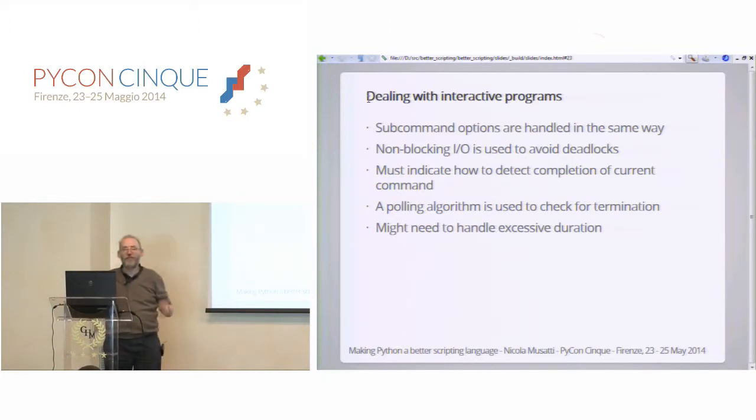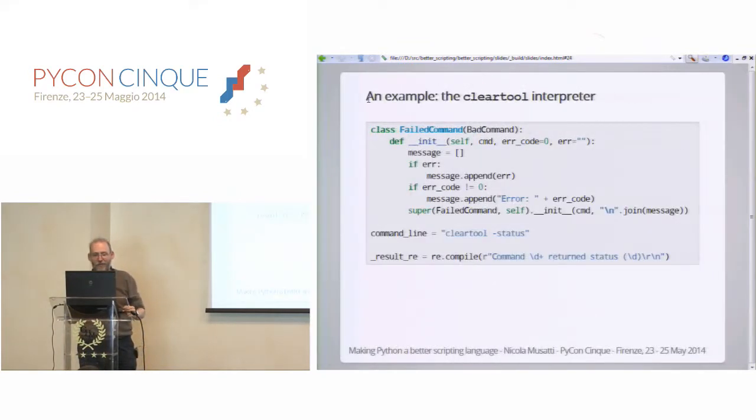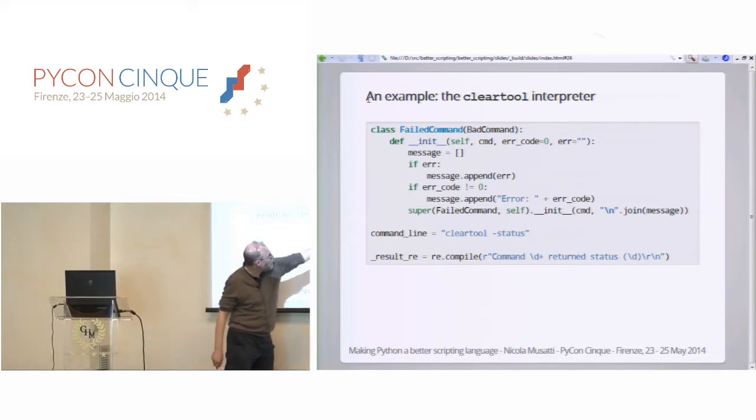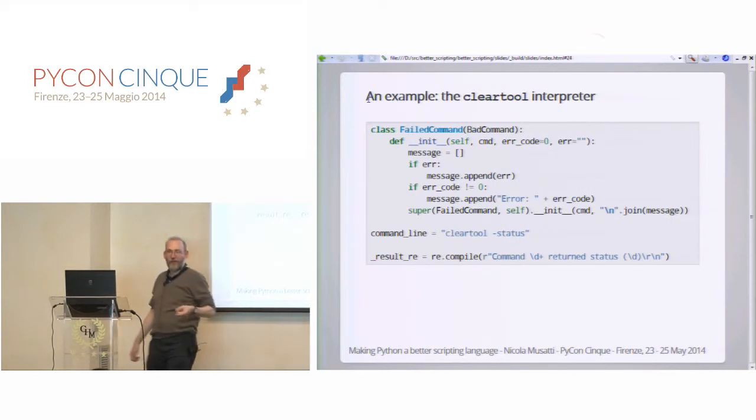Sometimes it's convenient to decide to abort a command that's running for a long time. This is an example I'm just going to run through very quickly. This is for the clear tool, which is the command line tool for ClearCase, which is another version control tool. In this case, I was lucky because by issuing the minus status option, clear tool issues this string at the end of every command. So it was easy in this case for me to find out when the command was completed.